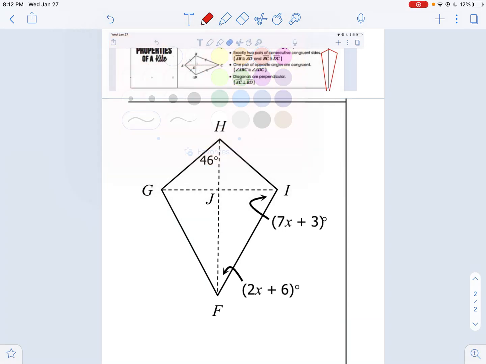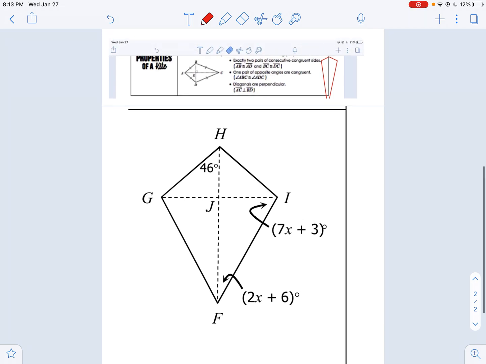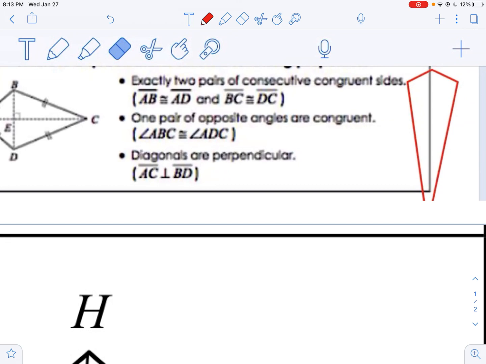Welcome back. We're going to talk about how to find the angles in a kite, especially those formed by the diagonals.